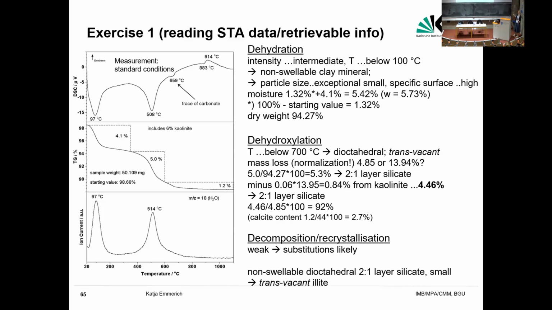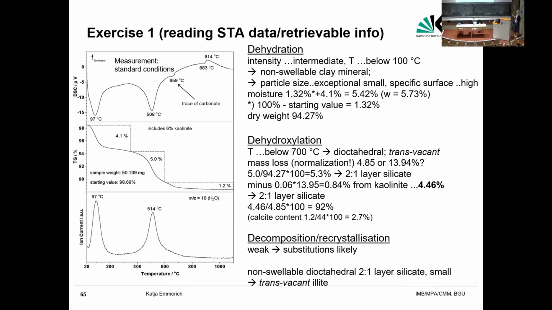So our normalized mass loss due to the dehydroxylation of 5.3 is higher than we would expect for a 2-to-1 layer silicate. But if we correct it by the impurity of kaolinite, we end up with 4.46%. And this again indicates that we have a 2-to-1 layer silicate in addition to the kaolinite.